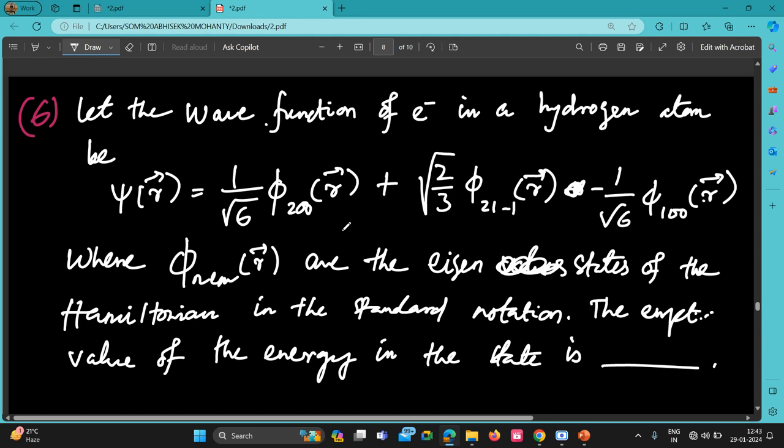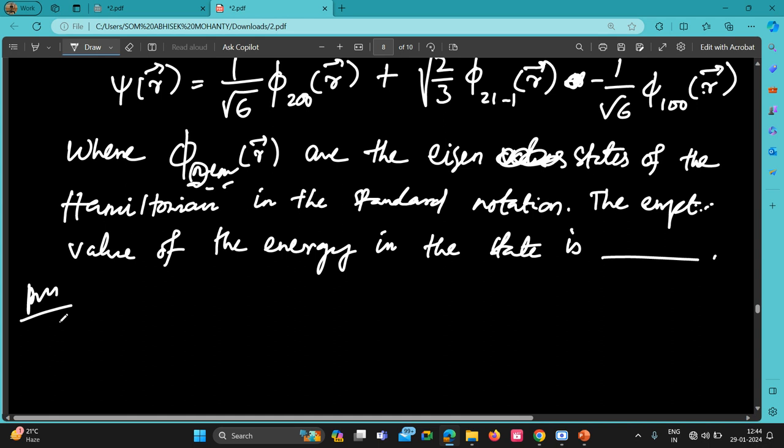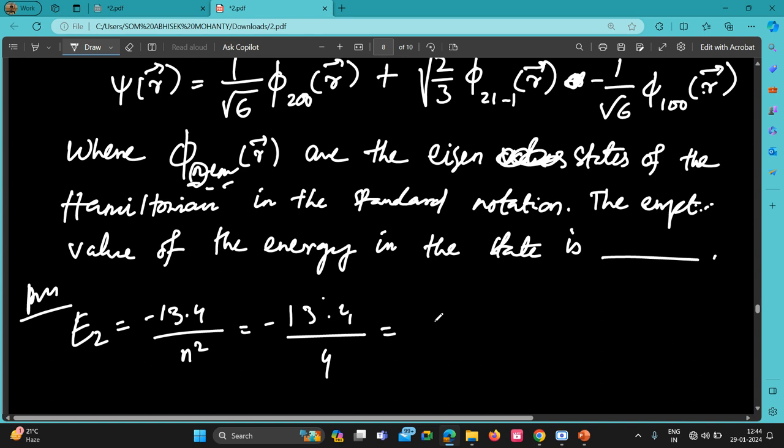How to calculate it? See, phi n l m. On which quantum number does energy depend? n. It doesn't depend on l, m. So it depends on n, right? So what is the n value here? This is 2. This is 1. So if I calculate the energy values, E2 here is minus 13.6 by n square, that is minus 13.6 by 4. That is how much? Minus 3.4.